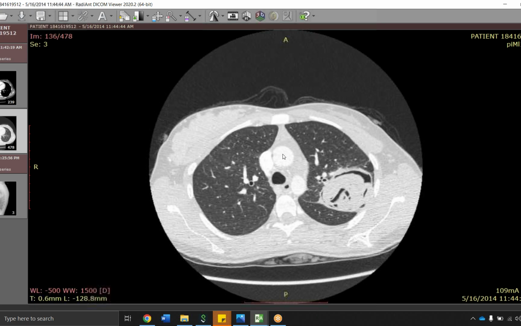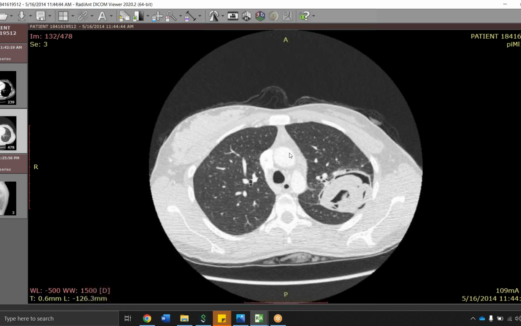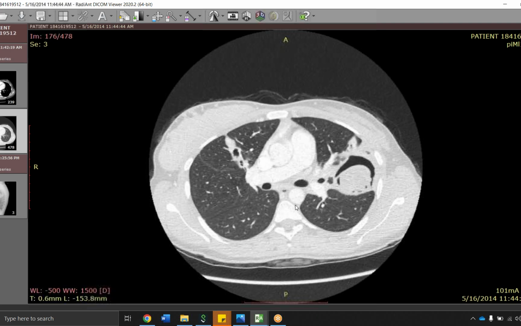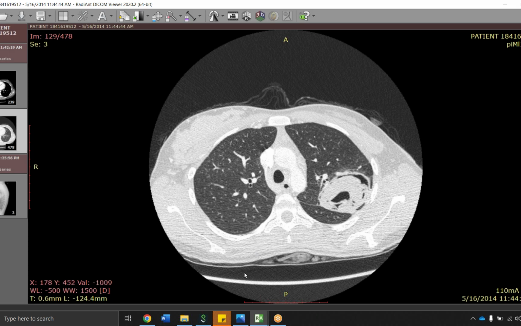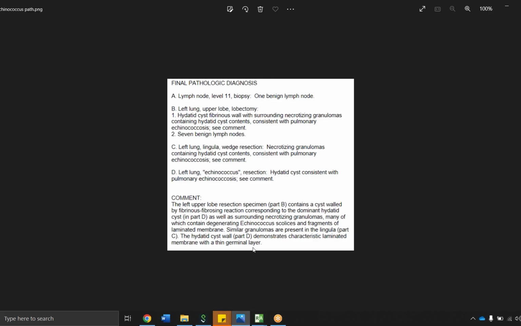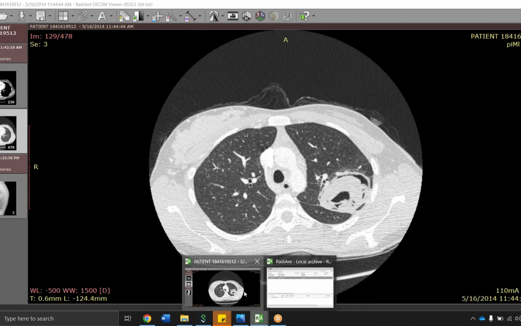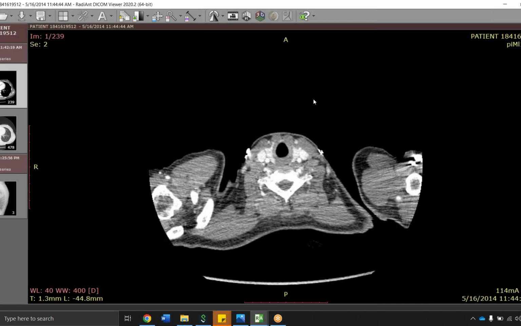This is essentially the equivalent of the water lily sign that we see sometimes on abdominal imaging of echinococcal cysts, where all the membranes have sloughed off. I do have the patient's pathology report from when they had a left upper lobectomy to remove this large structure, which was compatible with a hydatid cyst and contents, and they even found some scolices in it as well. But just not super common.